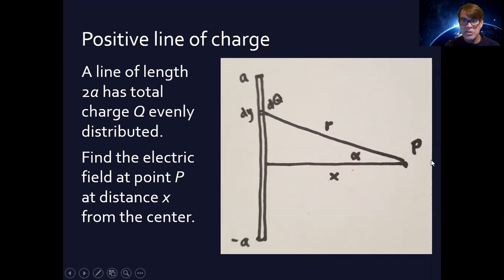So what we want to find is the electric field out here at point P, x distance away from the center of the line. r represents basically the hypotenuse of a triangle from wherever we are on the line. x is again the distance to the point, and alpha is the angle here.